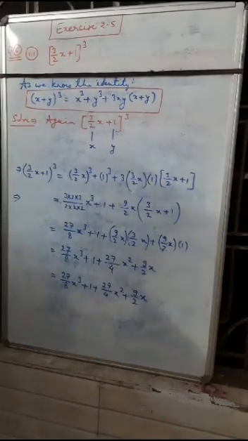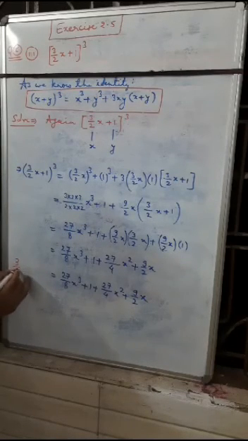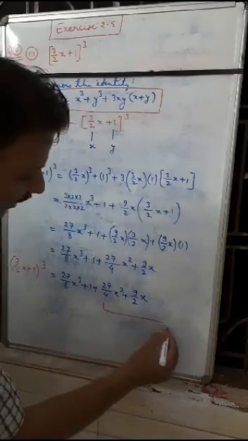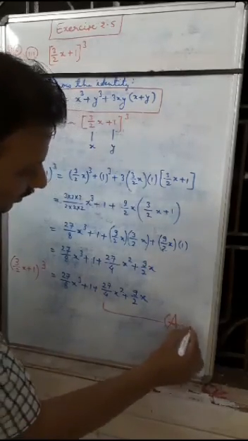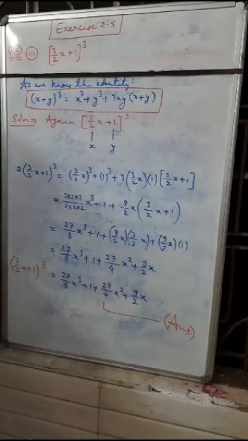So we will write here, in the last step, 3 by 2x plus 1 whole cube is equal to 27 by 8x cube plus 1 plus 27 by 4x square plus 9 by 2x, and it is the answer of the given problem. It is the expansion or expanded form of 3 by 2x plus 1 whole cube.